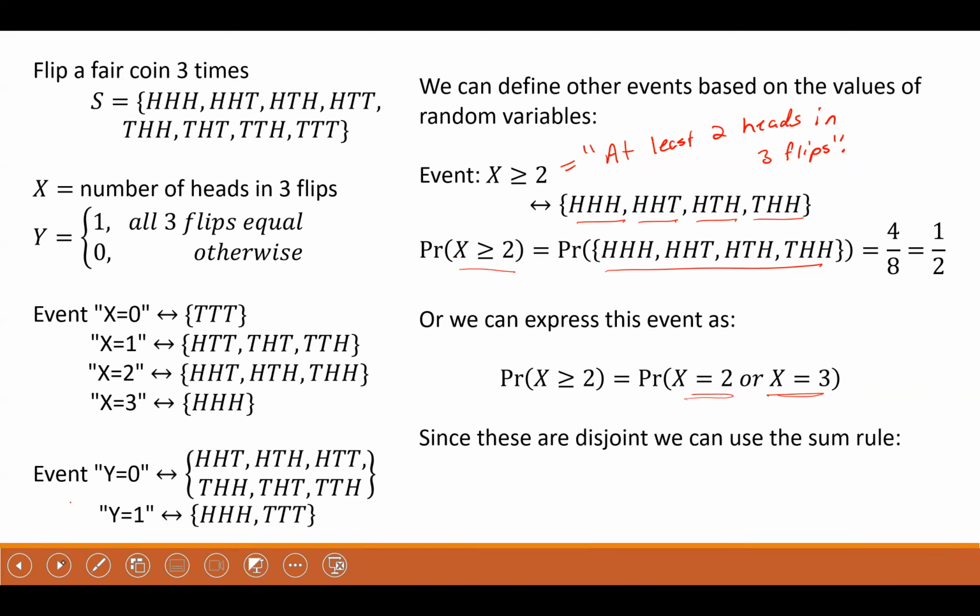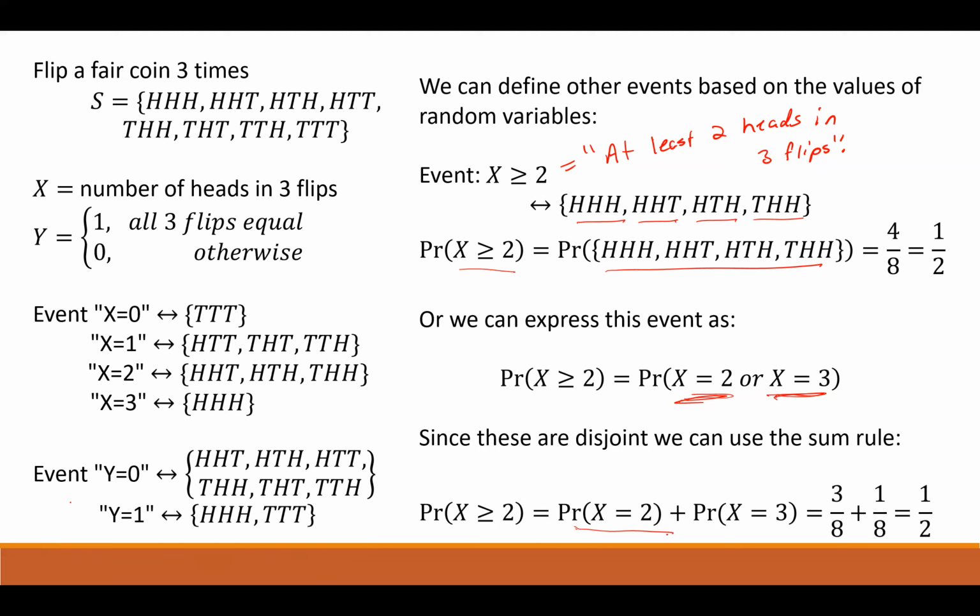They are disjoint, right? I can't have an outcome with 2 heads and 3 heads at the same time. Since they're disjoint, I can simply use the sum rule. So the probability that x is greater than or equal to 2 is the probability that x is equal to 2 or x is equal to 3, which also gives us 1/2. Okay, questions?